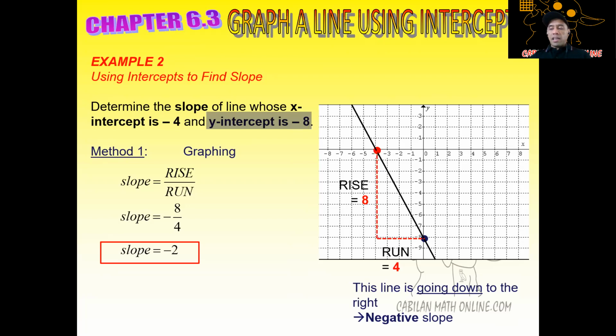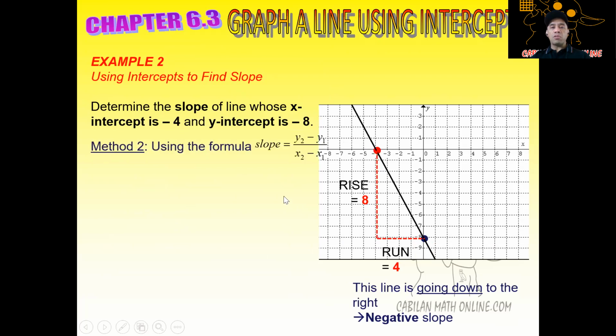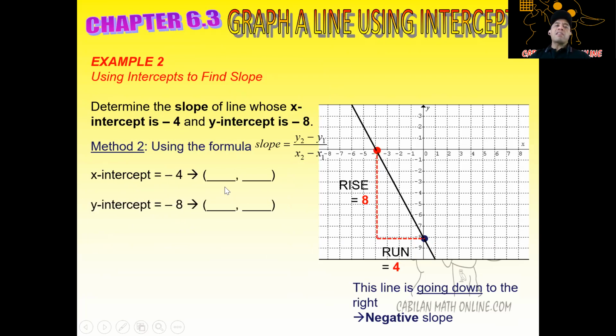Now, we're going to look at this question again, but this time we're going to pretend that we don't have a graph there, okay? So we're going to use another method, and that other method is using the y2 minus y1 over x2 minus x1 formula. All right, now when you're setting this up, and you will be expected to solve this type of question without a graph, what you have to understand is that every intercept is an ordered pair.